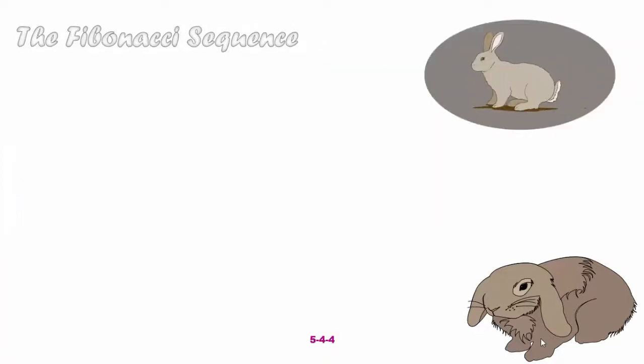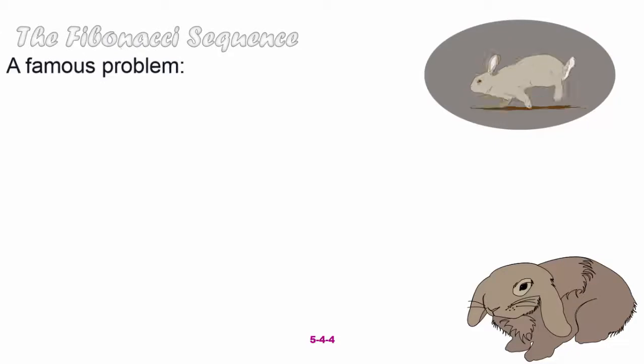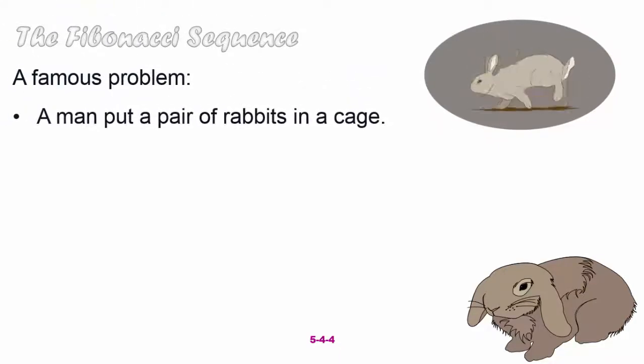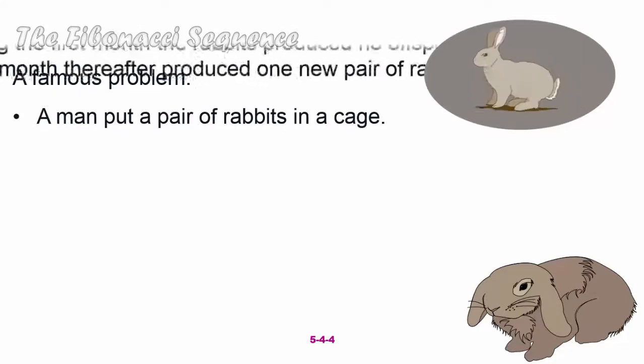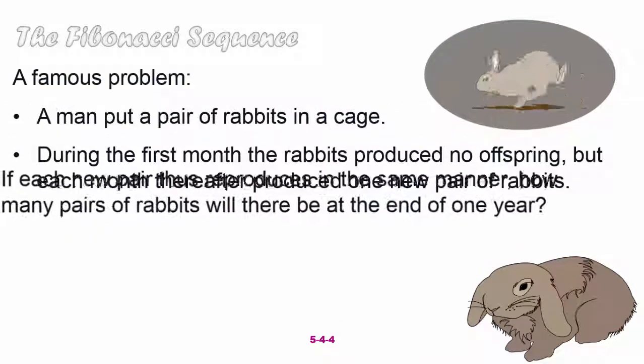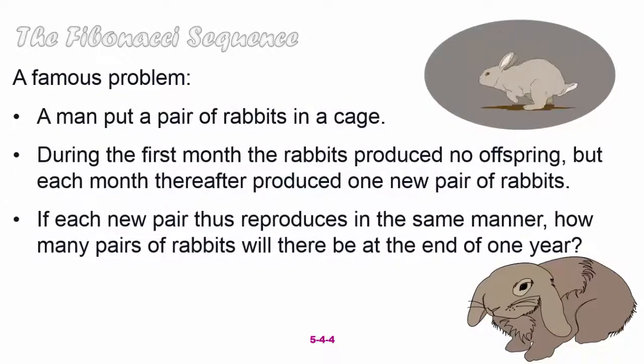The Fibonacci sequence. A famous problem. A man put a pair of rabbits in a cage. During the first month, the rabbits produced no offspring, but each month thereafter produced one new pair of rabbits. If each new pair thus reproduces in the same manner, how many pairs of rabbits will there be at the end of 1 year?